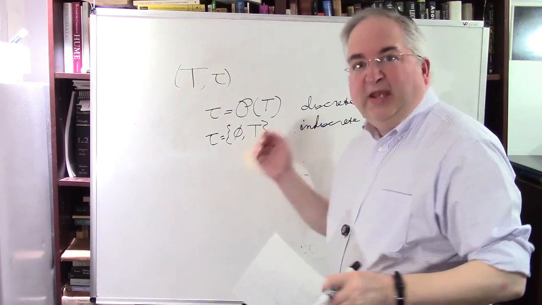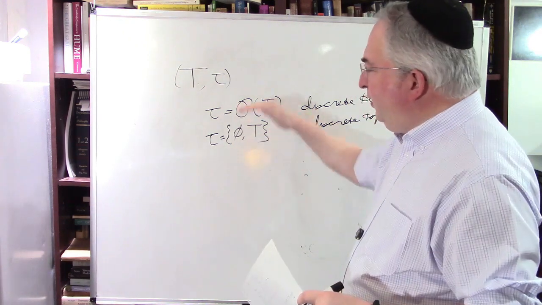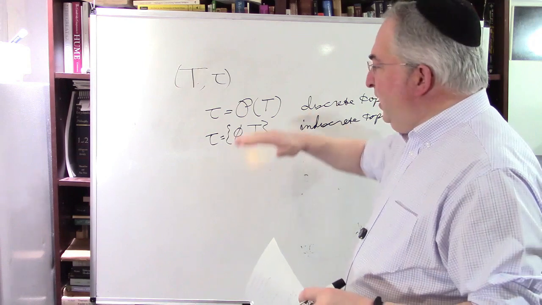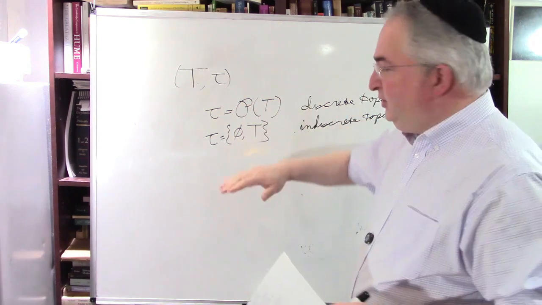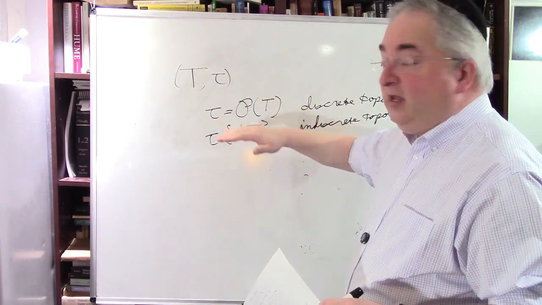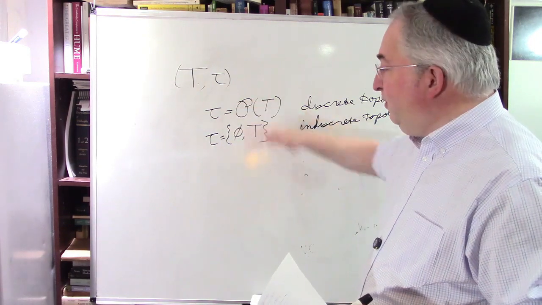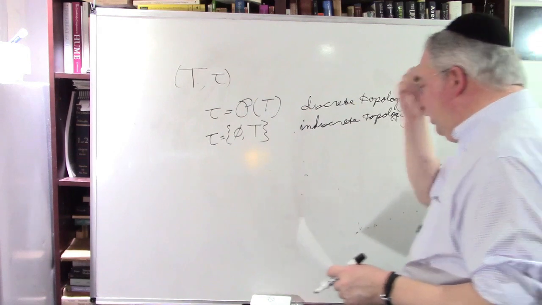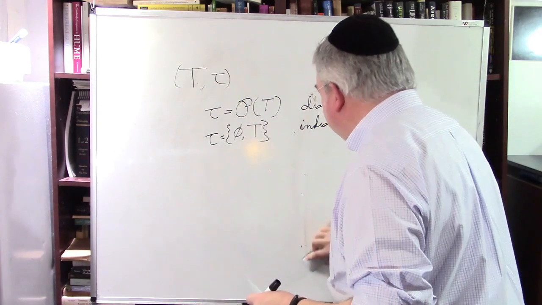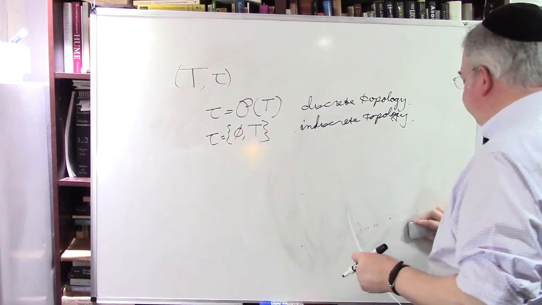Basically, any topology is somewhere in between. Typical topologies don't contain every single subset, but they don't contain just the bare minimum either. They contain more than that. So somewhere in between these two things. These two topologies are the extremes of topologies.